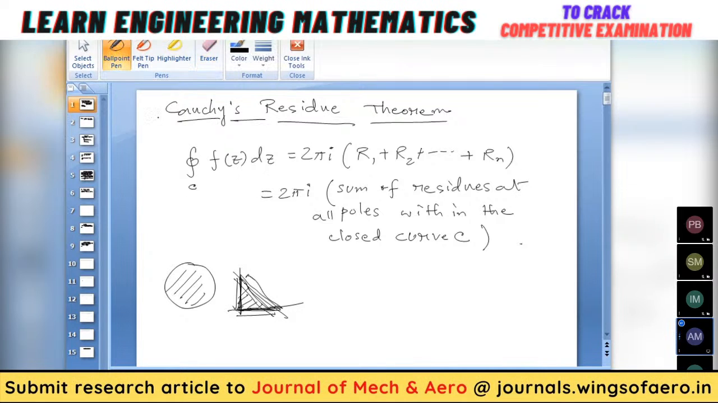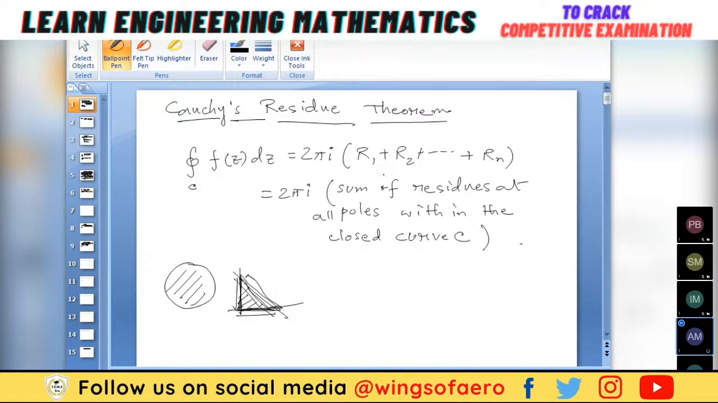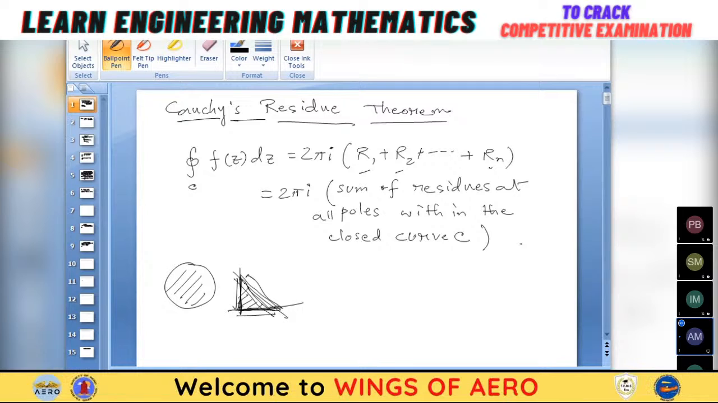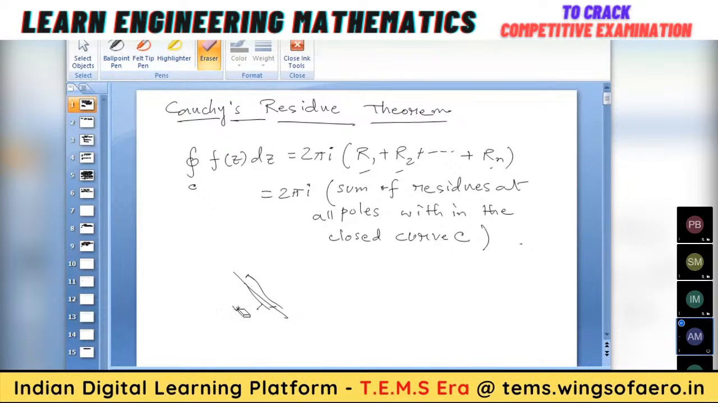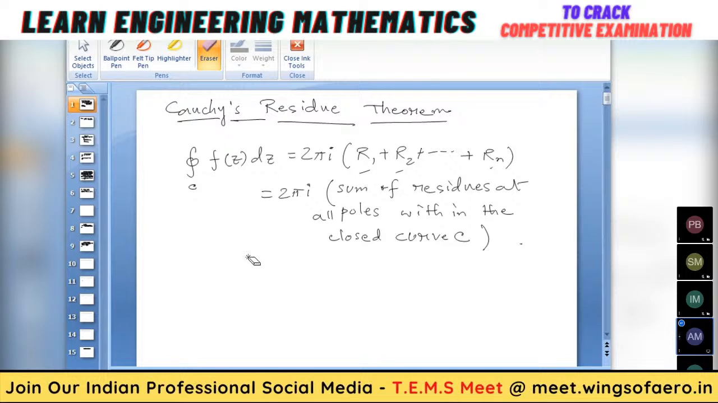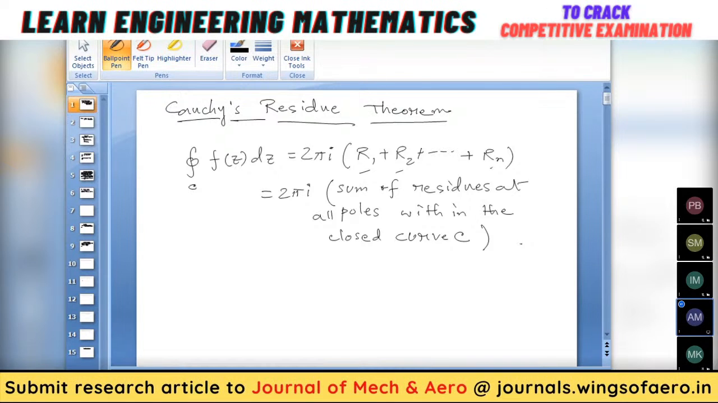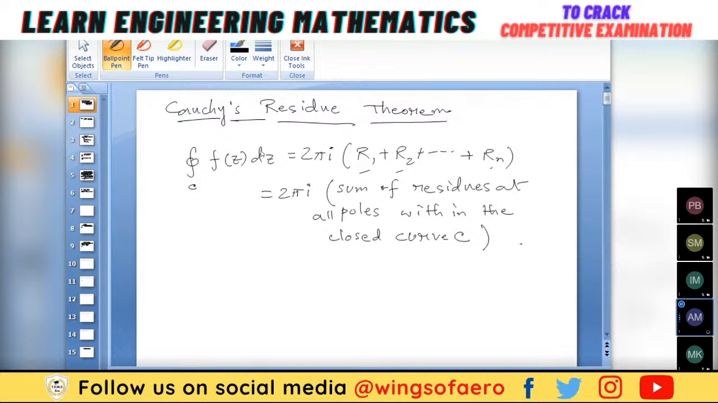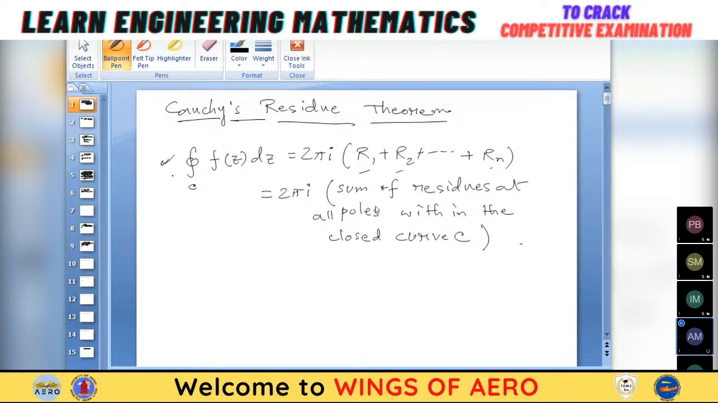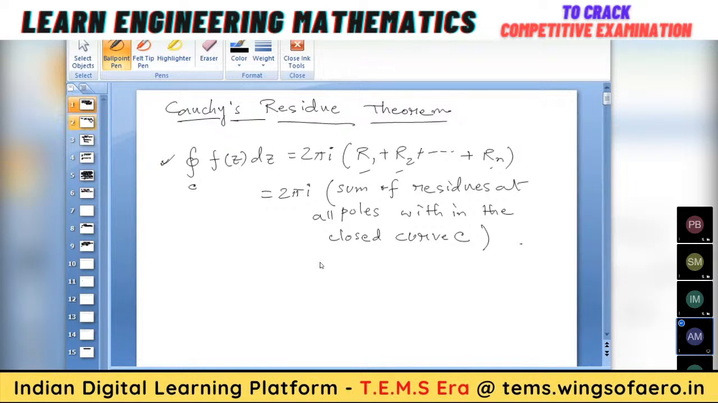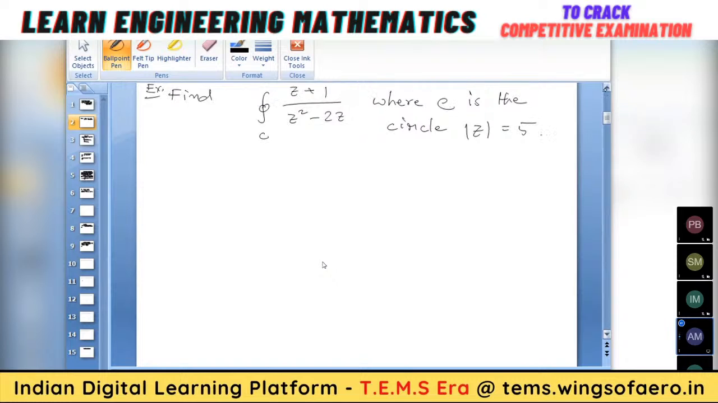What is the formula of this integration? The formula is 2 pi i into residue 1 plus residue 2. First, we have to find the poles, and for each and every pole you will find a particular residue. Every pole has a separate residue. So we find the poles first, then the residues, and apply this formula. You will get the value of the integration, irrespective of what the function is. So let's go for an example.